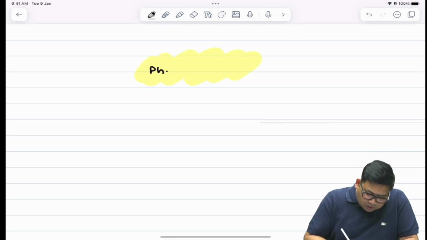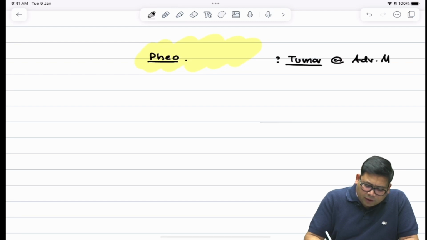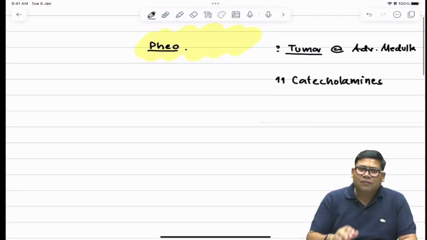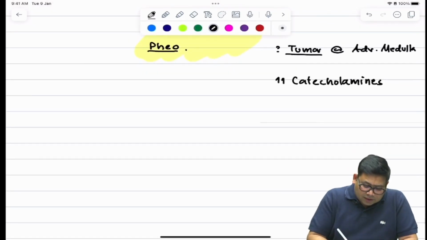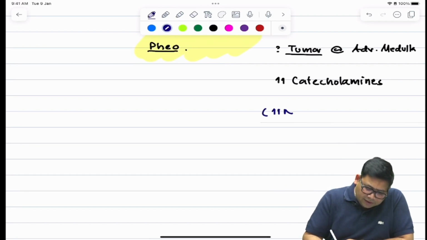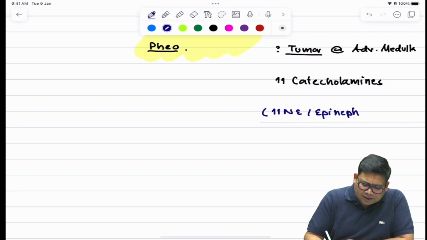But when we talk about the concept of pheo, you need to understand this is a tumor of adrenal medulla, and this is very important. So it's a tumor of adrenal medulla, and here you are going to have excess of catecholamines. So excess catecholamines are a very important thing that will define this, and because of this excess catecholamines, you will have increase in norepinephrine, increase in epinephrine also, and because of this you have all the symptoms. Let us try to understand them.